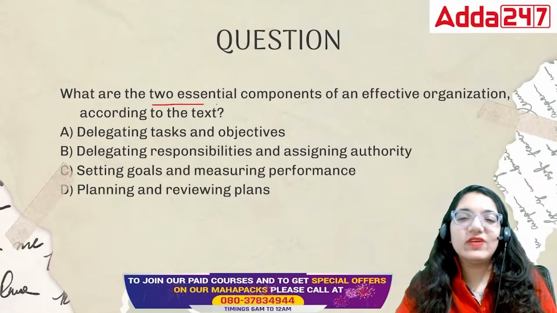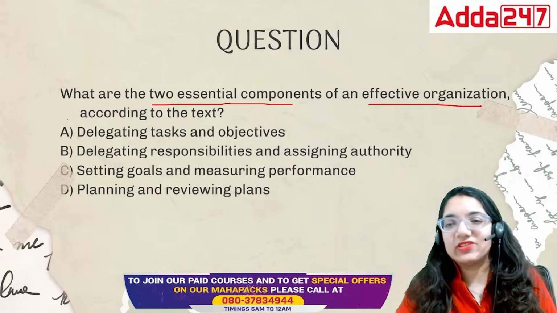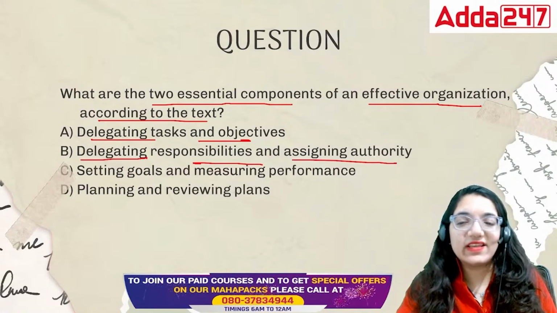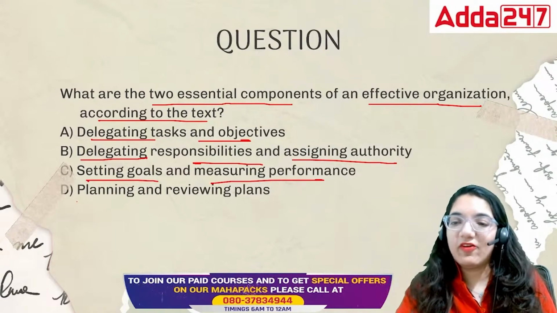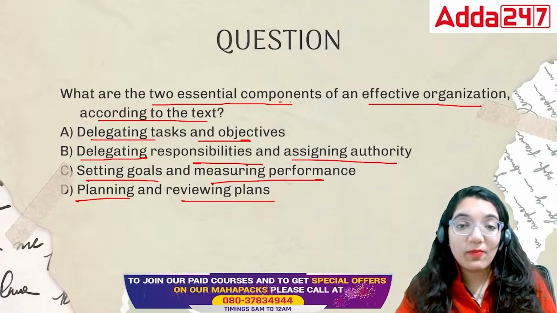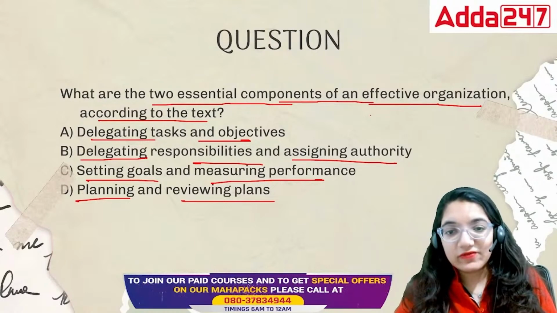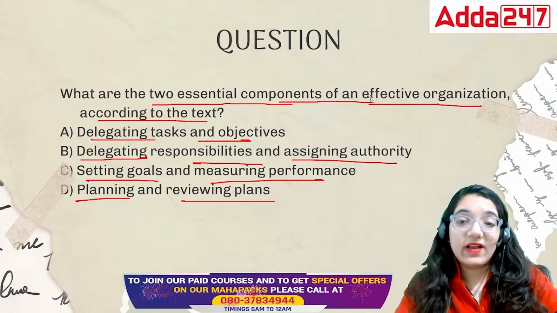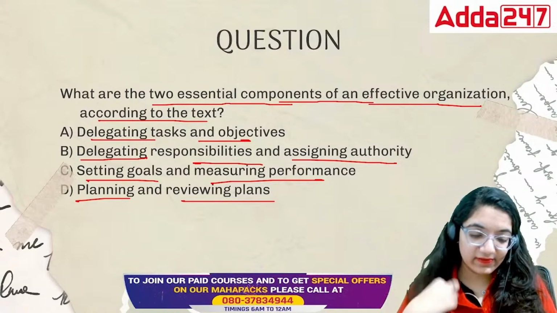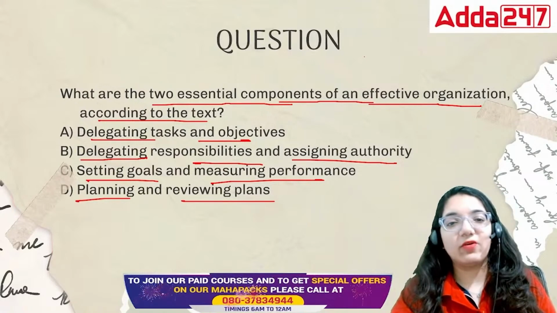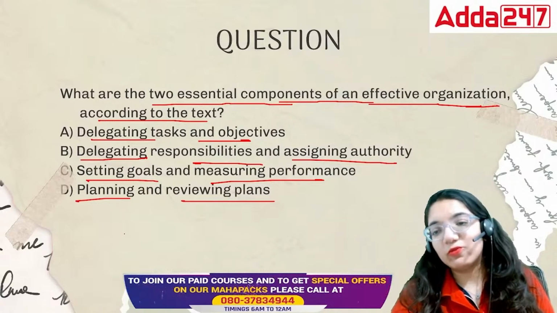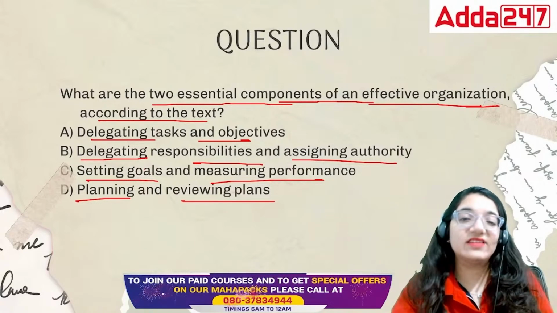Now comes the question: what are the two essential components of an effective organization according to the text? Delegating tasks and objectives, delegating responsibilities and assigning authority, setting goals and measuring performance, or planning and reviewing plans. When we look at the essential components of an effective organization, it is very important to understand how we work, and what particular area we have to look toward, right? According to the text, one of the most important things is delegating responsibilities and assigning authority.